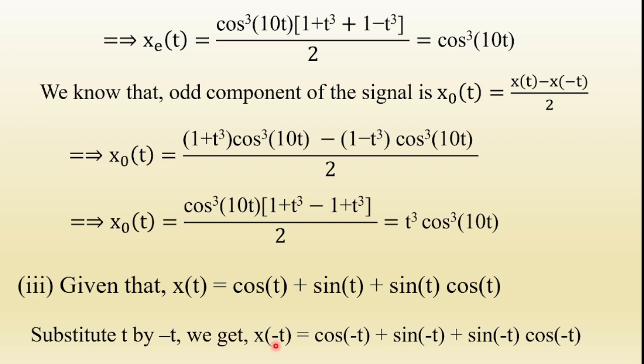So t is replaced by minus t. We get x of minus t is equal to cos of minus t plus sin of minus t plus sin of minus t into cos of minus t. We know that cos of minus t is cos t, sin of minus t is minus sin t. Applying those conditions to the RHS of this equation, we get x of minus t is cos t minus sin t plus... minus sin t into cos t. So this is the x of minus t value.